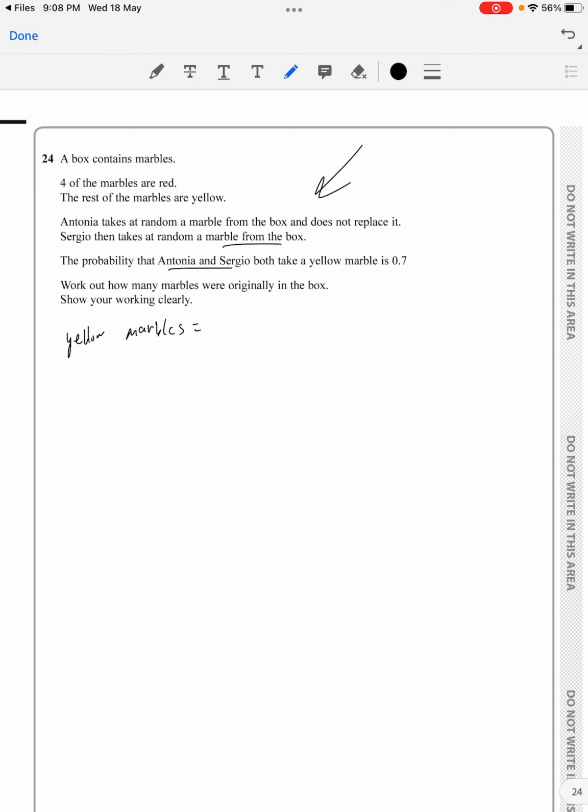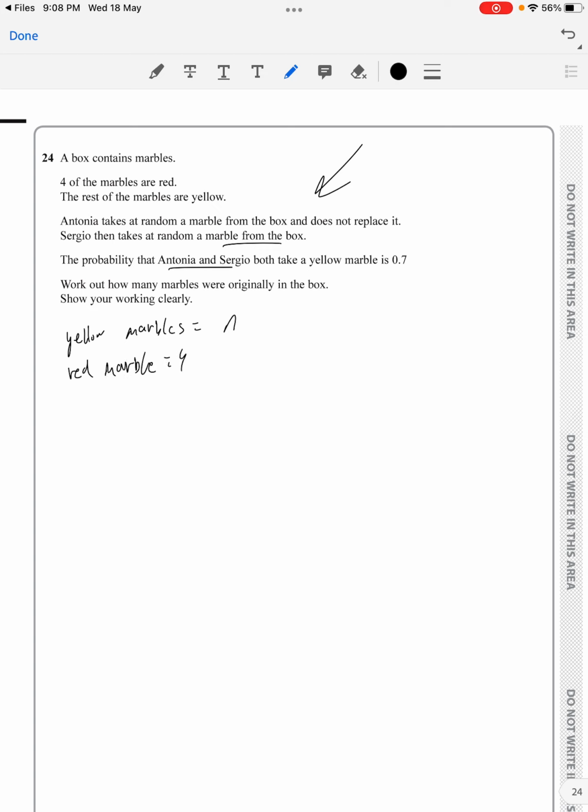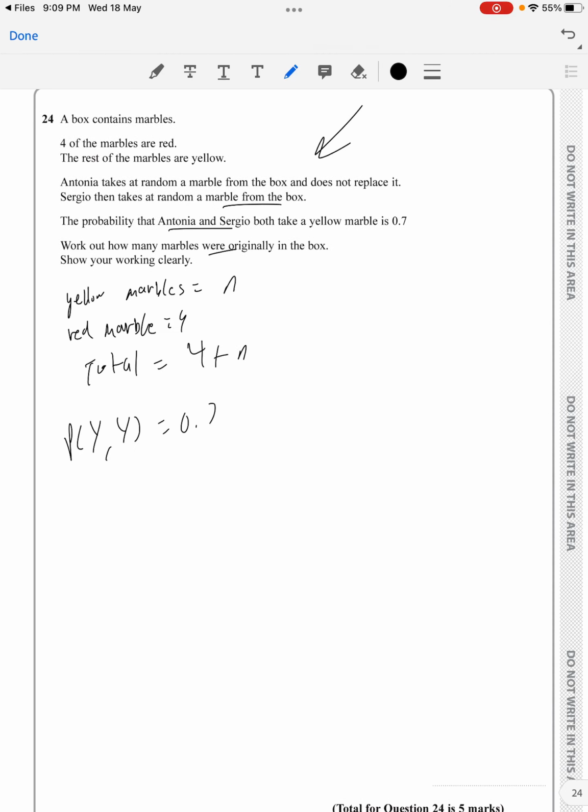So you need to know that the number of yellow marbles, just call it n, alright? And then red marbles, since you have red marbles of 4, we know that the total marbles is n plus 4, or maybe 4 plus n, maybe a better rearrangement. So the probability of getting yellow and yellow is 0.7. How many marbles were there originally in the box?